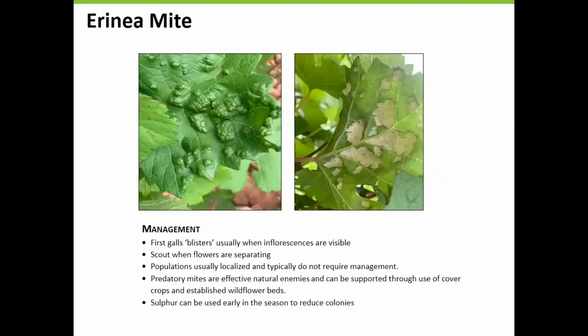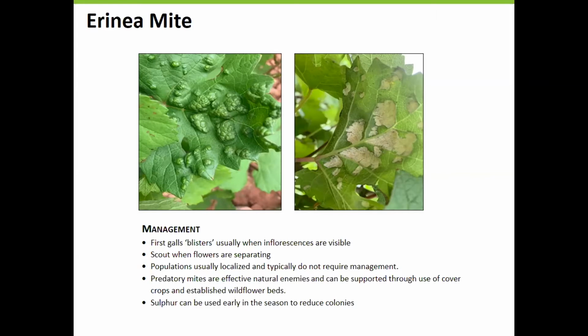So Erinea mite, I'm starting to see patches of it, which is usually what I see every year. It's typically very localized, meaning I'll see it in one section of a block. When I talk about populations being localized, think of it as if you had your variety block, it's very patchy. It might be in one or two panels, but not everywhere.